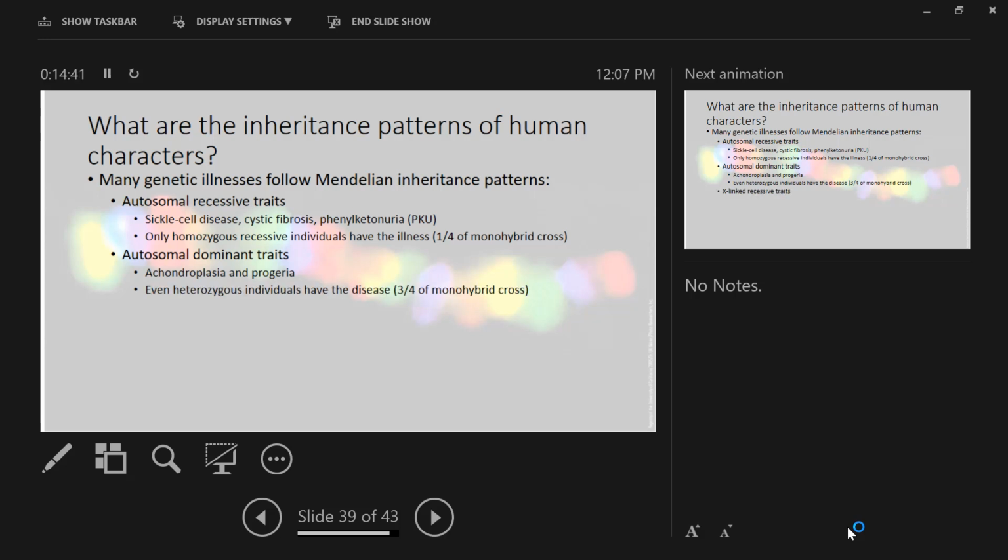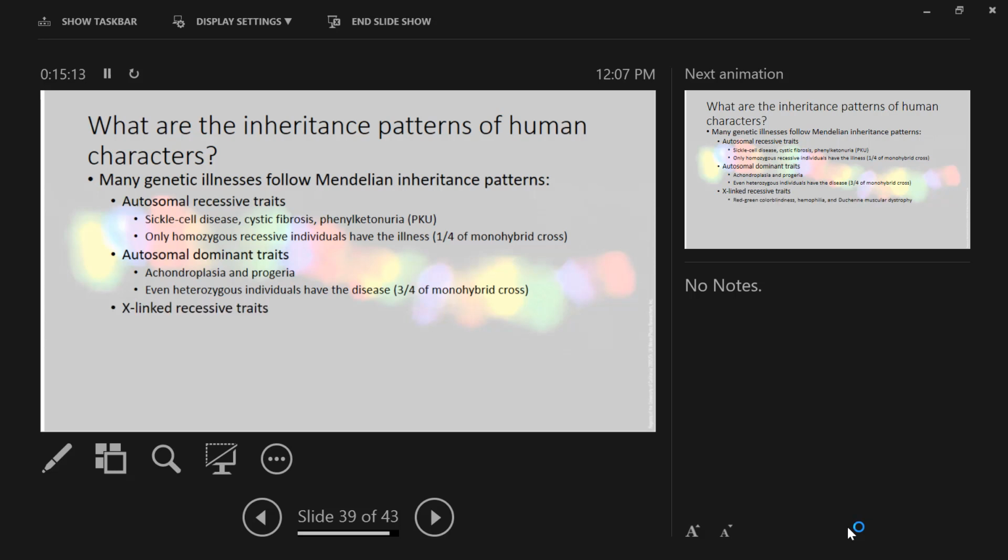So even heterozygous individuals have this disease. So 3 out of every 4 offspring in a heterozygous cross, in a monohybrid cross. So yeah, those are a little bit easier to deal with because you can't be a carrier. You either have the genetic illness or not. You can be a carrier for sickle cell disease. You can be a carrier for cystic fibrosis. You can be a carrier for phenylketonuria and have no impacts physiologically.